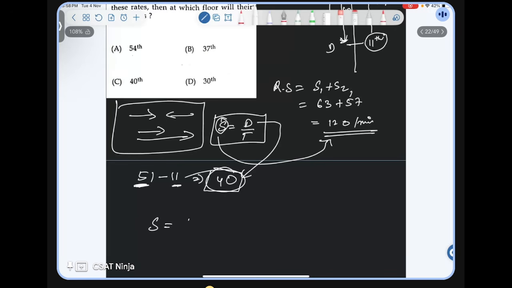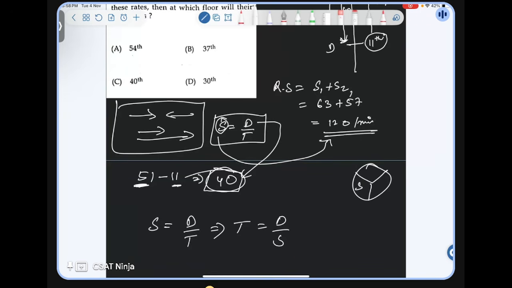So speed, time, and distance formula, distance divided by time. I just need to find time here. Time is how much? Time is equal to distance divided by speed. Or simple way, it's like this. Speed, time, and distance, I use this one a lot. Speed is equal to distance divided by time. Here in this case, you are asked to find time. So time will be equal to distance divided by speed.